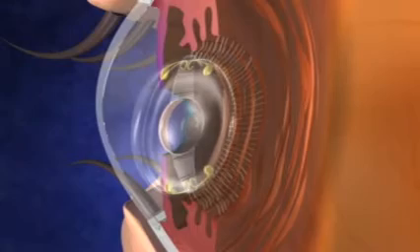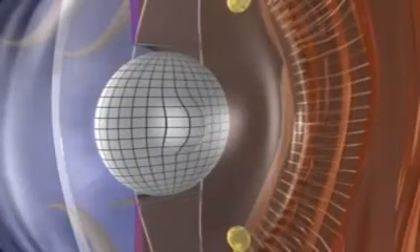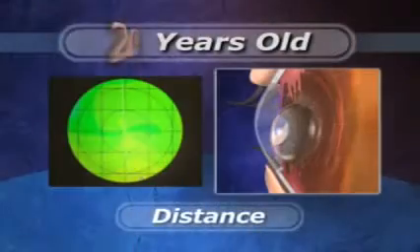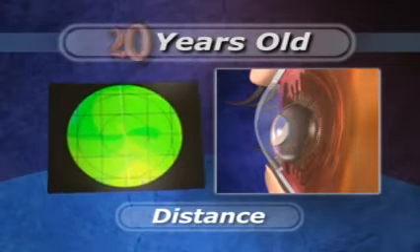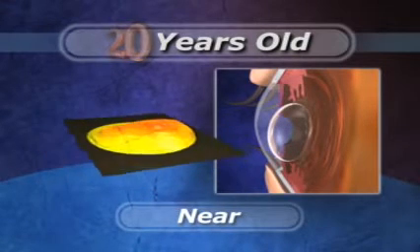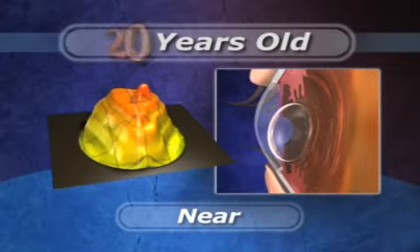Now we'll take a look at how vision changes over a lifetime and how an accommodating lens can simulate normal accommodation. This is a normal lens at age 20. The distance wavefront is close to ideal for all adults. The near wavefront is slightly different. There is a more generalized change in the wavefront at this age than later in life.